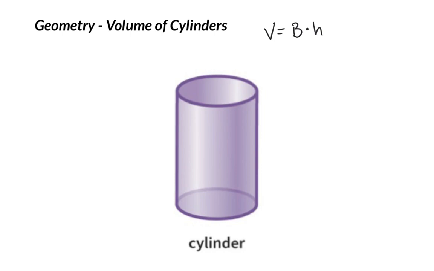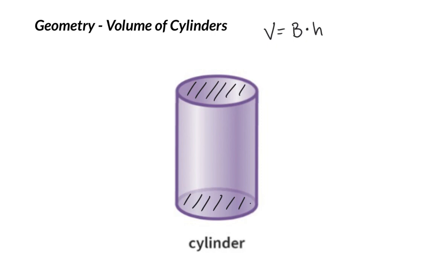And just remember, the bases are these two sides that are parallel to one another and are the same shape. So in this example, the bases are the two circles, and they are connected by almost like a rectangle that's been folded around. We call that the lateral area.